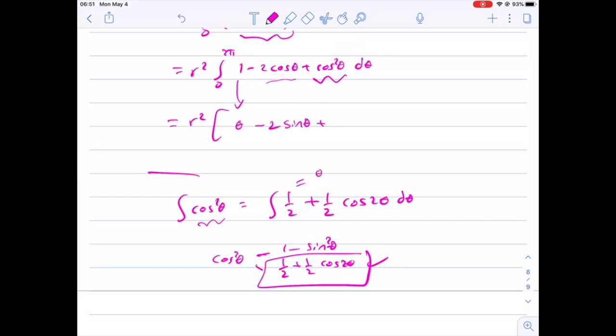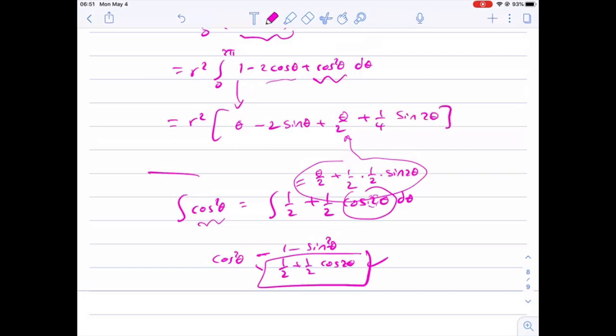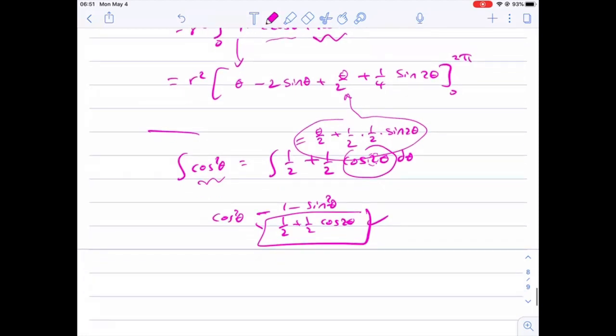So using this formula, what is the integral of 1/2? It's theta over 2, I mean 1/2 times theta, which is theta over 2, plus 1/2. What is the integral of cosine 2 theta? We multiply by the reciprocal of the coefficient of theta, 1 over 2, times what is the integral of cosine? It's just sine 2 theta. Now we put this here. We have theta over 2 plus 1/4 sine 2 theta. And this is from 0 to 2 pi.